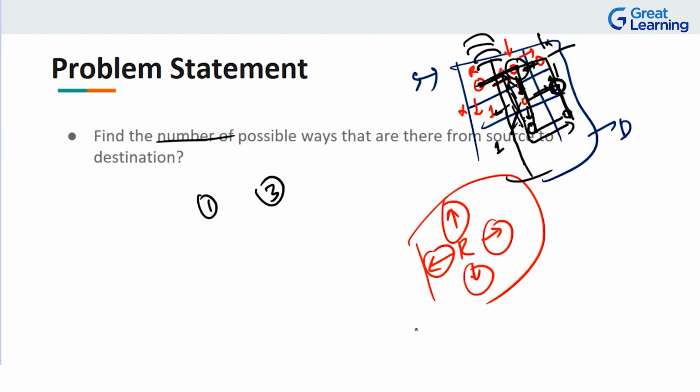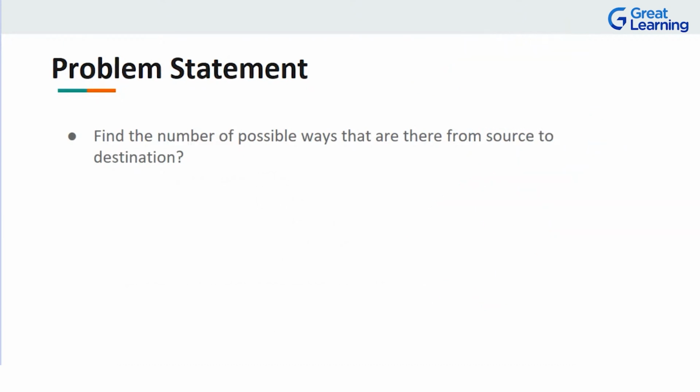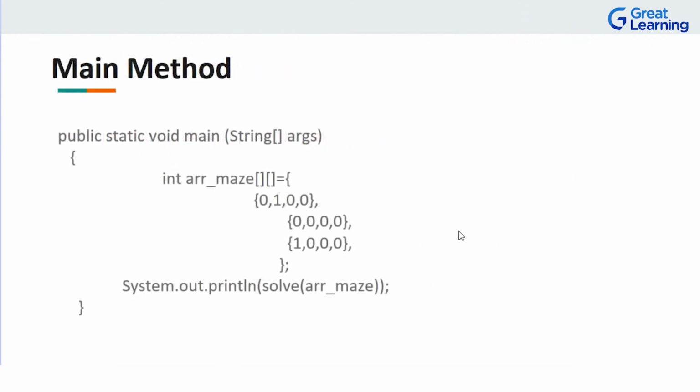Okay, so this is the problem: you need to calculate all the possible paths from source to destination. That means the rat is there and it will have to reach the end of the maze. Okay, this is your problem statement. Now let's move ahead and check this problem over here.